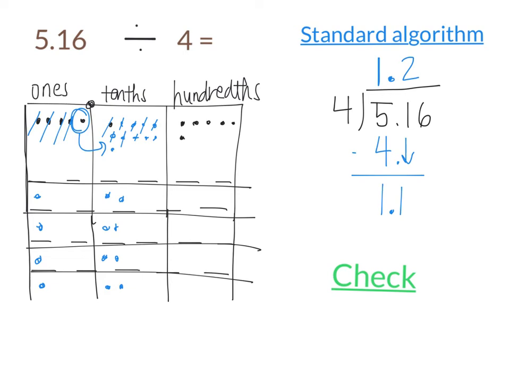How many tenths did we use up altogether? 8. So down here, we're going to write 8 tenths. How many tenths do we have left over? 3. So then 11 minus 8 is 3. Do you see how that works?